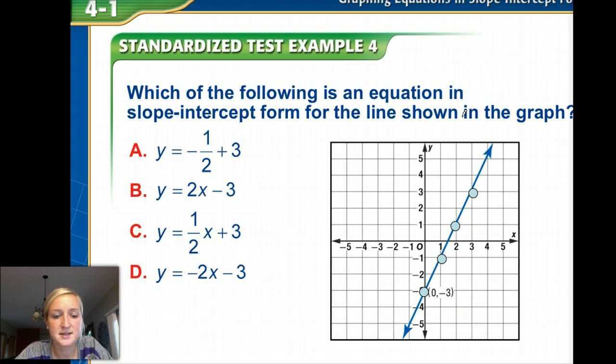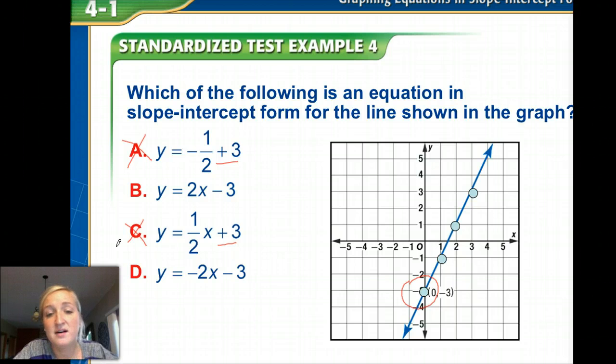All right. Which of the following is an equation in slope-intercept form for the line shown in the graph? Now, this isn't your multiple choice question, but if this question arose on your test, what I want to do is point out some big red flags. First thing, if we have to identify which equation based on a graph, I'm going to figure out what that y-intercept is. In this case, it's negative 3. So right away, I know that this is a positive 3 and this is a positive 3, so I know my answer is not A and it's not C.